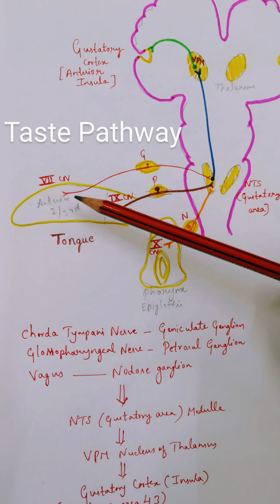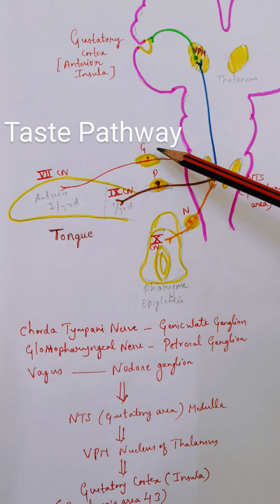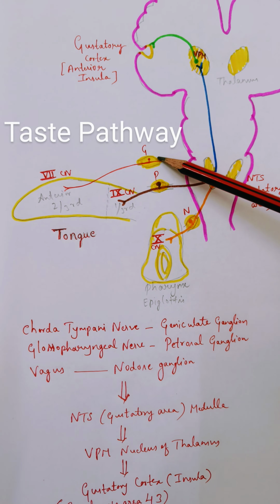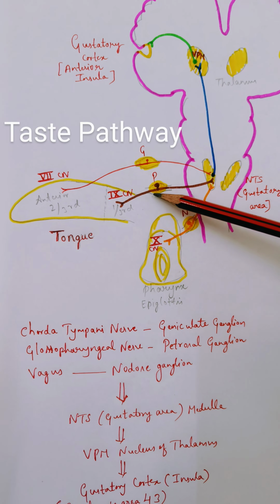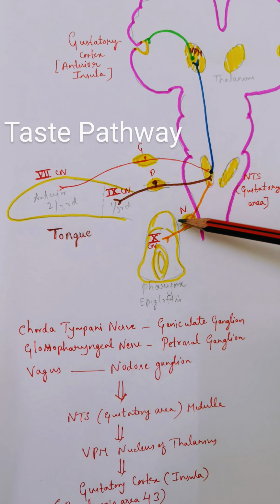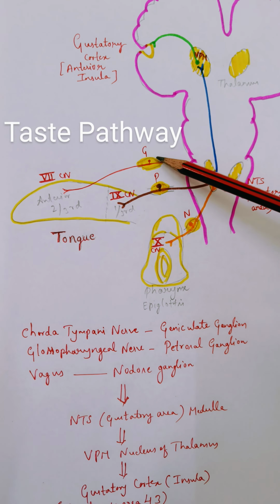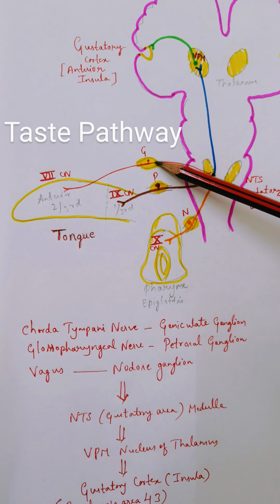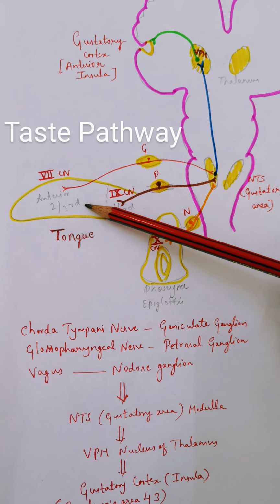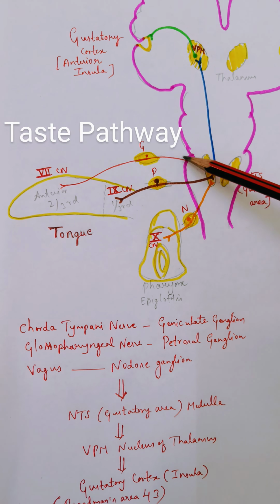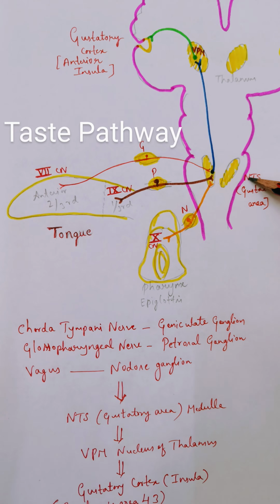So you can see here the chorda tympani nerve, the cell body is located in the geniculate ganglion. For the glossopharyngeal nerve, it is in the petrosal ganglion. For the vagus nerve, it is the nodose ganglion. From all these three ganglia, you can see a pseudo-unipolar neuron arising. One end will form the nerve which carries the taste sensation. The other will relate to the gustatory area of the nucleus tractus solitarius.